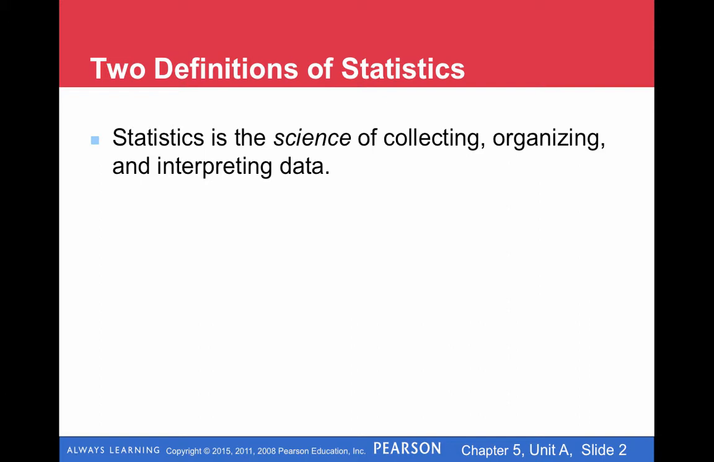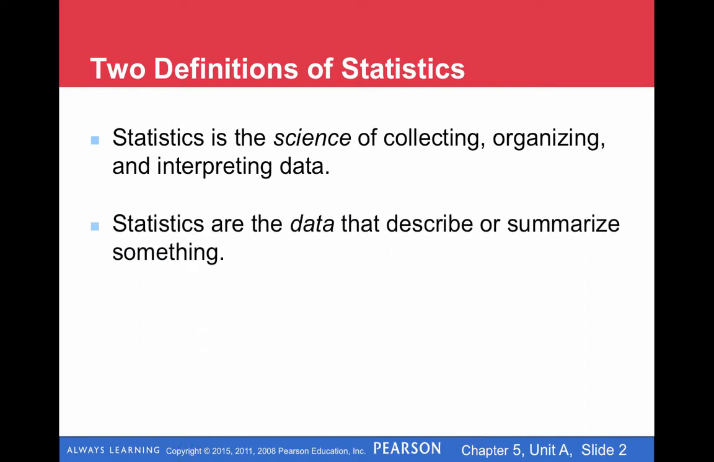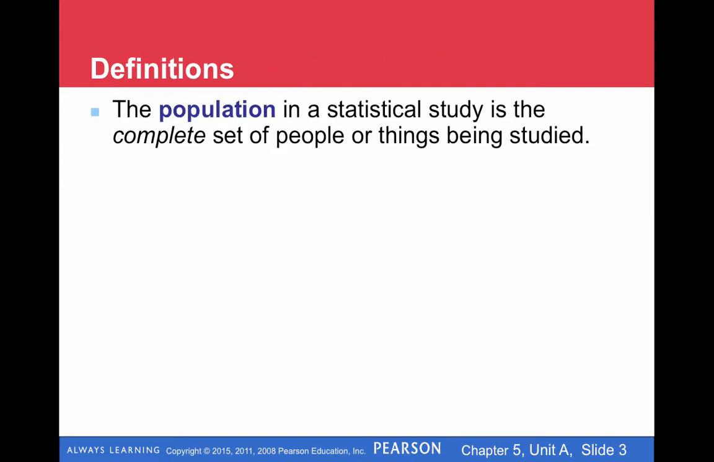So statistics has two definitions. It's the science, the class or the process of collecting, organizing, and interpreting data. And then statistics themselves are the data that describe or summarize something, like a mean or a standard deviation, or a range is a statistic. So some definitions we need to go through. This is going to be a lot of just terms and definitions in this section.